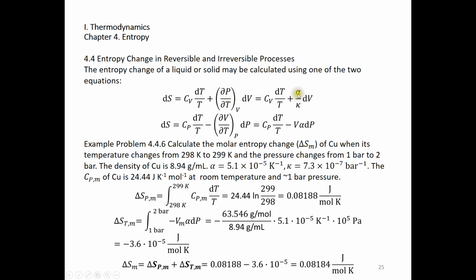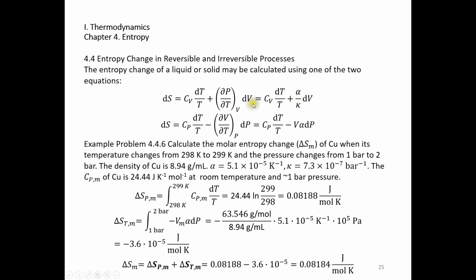What is alpha? Alpha is actually delta V over delta T at constant pressure, divided by V. What is kappa? Kappa is defined a little bit differently. It's negative delta V over delta P under constant temperature, divided by V. The reason we have a negative sign in the equation of kappa is to ensure the numerical value of kappa is always positive. Kappa is compressibility. This is how the relative volume changes when the pressure changes. Alpha is how the relative volume changes when the temperature changes.